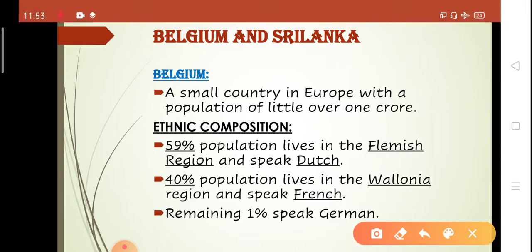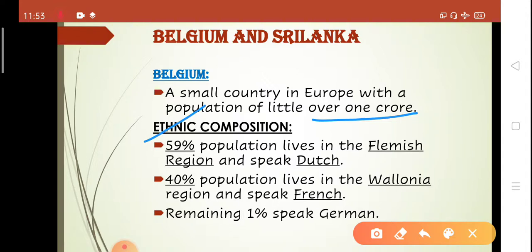Belgium is a very small country in Europe, and if you compare it to the state of Haryana in India, then it is even smaller in area than the state of Haryana and has a population of half of Haryana. If I say that in Haryana we have a population of around 2 crore people, then the population in Belgium is around 1 crore. Now we discuss the ethnic composition of Belgium, which is very complex.